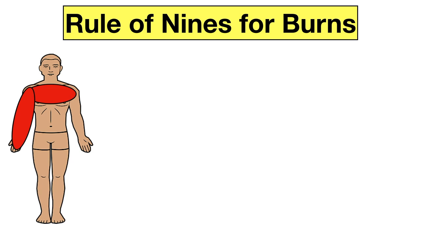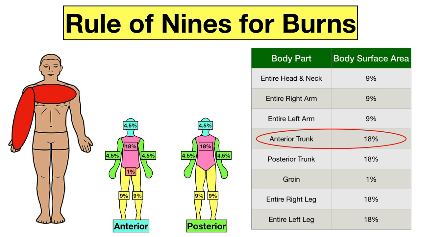Try to figure out the total body surface area for each burn. The first patient has partial thickness burns involving the entire anterior chest and the entire anterior right arm. Hit pause on the video and figure out the total body surface area involved. We know the anterior trunk is 18%. Remember, the entire trunk is 36%, so just the anterior side is 18%. This burn only involves half of the anterior trunk because it only involves the chest and not the abdomen. So the burn to the anterior chest has a body surface area of 9%.